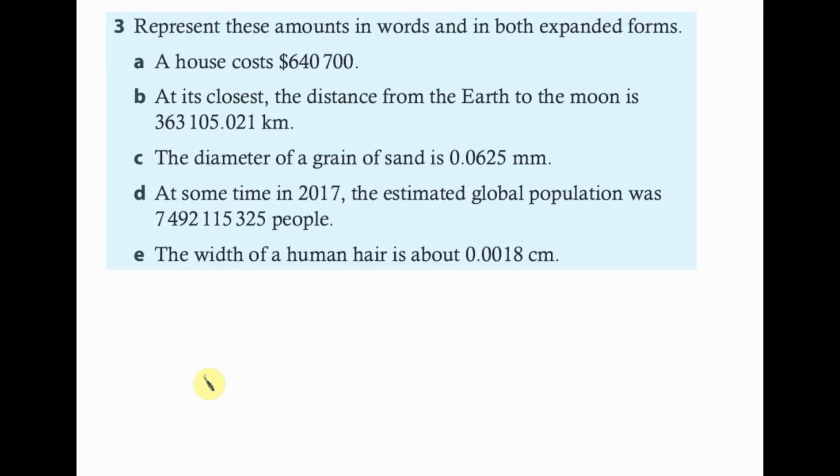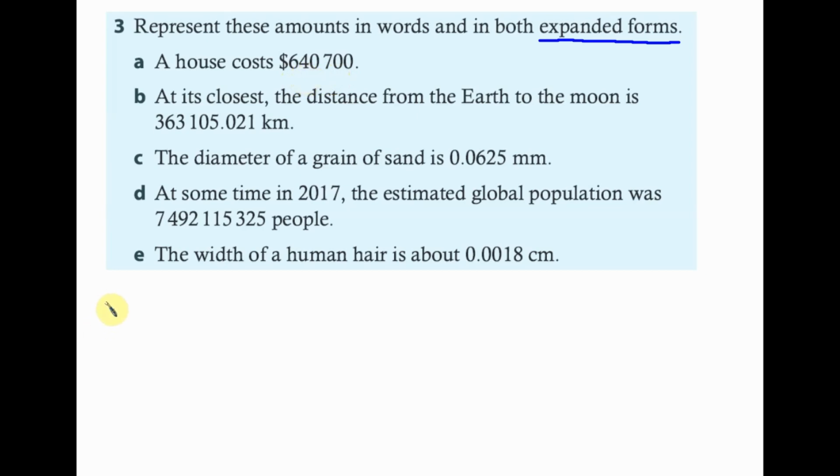Number 3, represent these amounts in words and in both expanded forms. So first, what they mean by expanded forms. There are a few different ways. The first way is when you're writing each number within the place values. Two is you're using multiplication and addition to represent the numbers using place value as well.